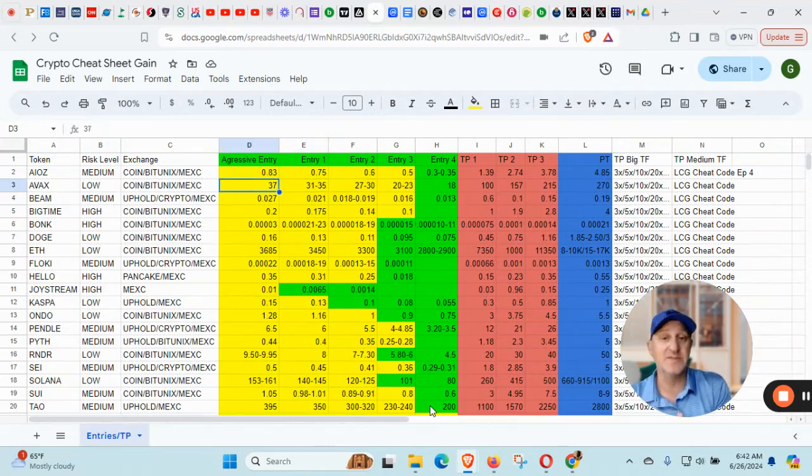So I had somebody ask me, what's the aggressive entry? Well, of course, we're not going to buy AVAX at 37, when it's down in the 20s. Our first entry is going to be here. So you would make your own chart.